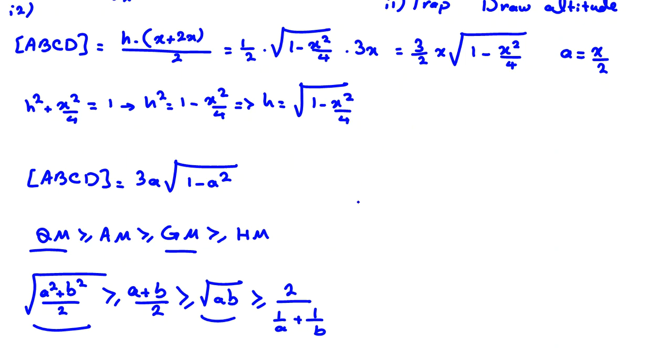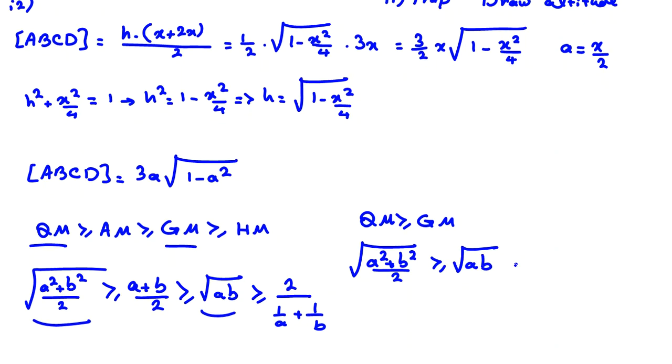By QM-GM, we know that the square root of a squared plus b squared over 2 is greater than or equal to the square root of ab. You can raise both sides to the power of 2 because here they are positive. In general, when we use these inequalities, we use them for positive real numbers. For negative numbers, we should check whether it is correct or not. Here, if you raise to the power of 2, a squared plus b squared over 2 is greater than or equal to ab.